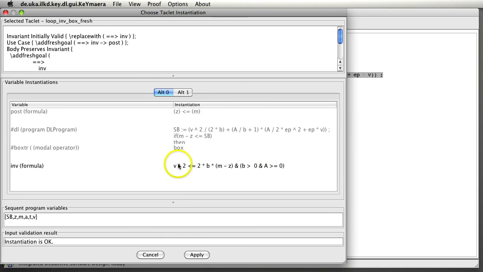We're just going to use the loop invariant that KeYmaera finds automatically, and it's just looking at the initial conditions and assuming those as the loop invariant. And for this simple example, that turns out to be strong enough.